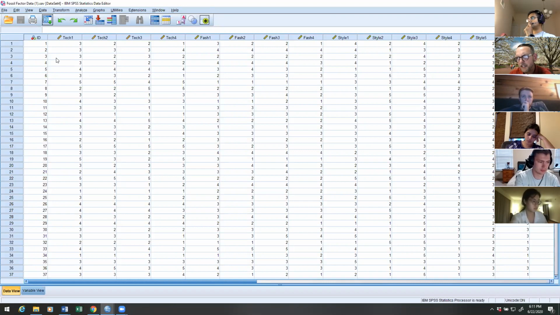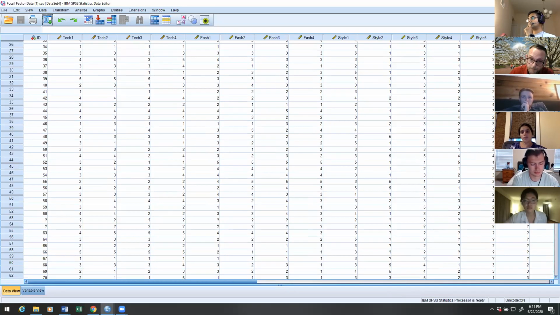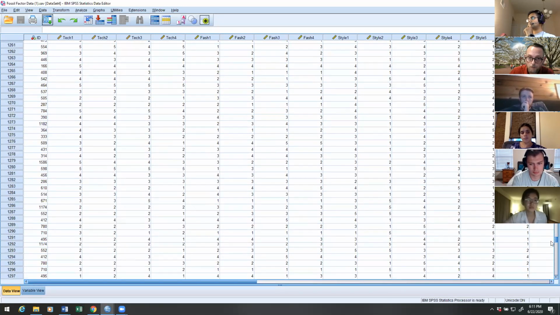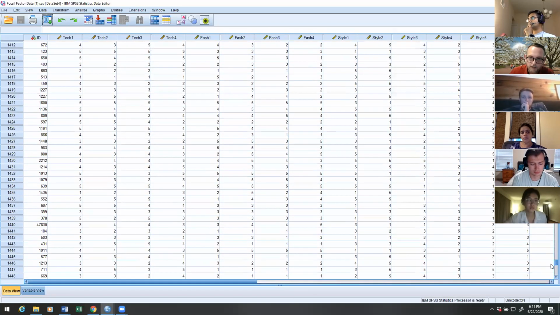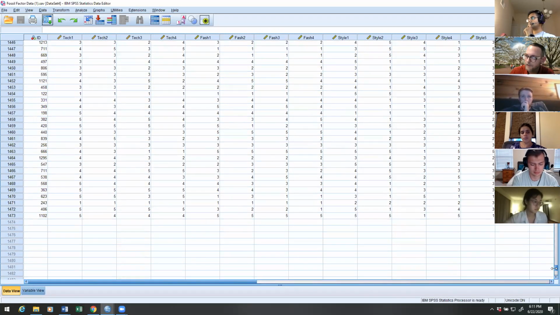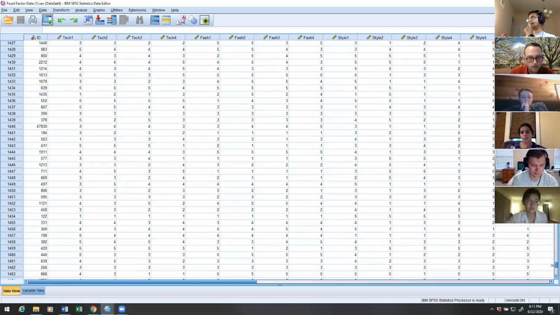So the data set itself is pretty large. This is only part of it. And just for illustration purposes, I created it this way for this assignment. The sample size, you'll notice, is pretty large. We had well over 1,400, yeah, 1473. So it was a good response size.